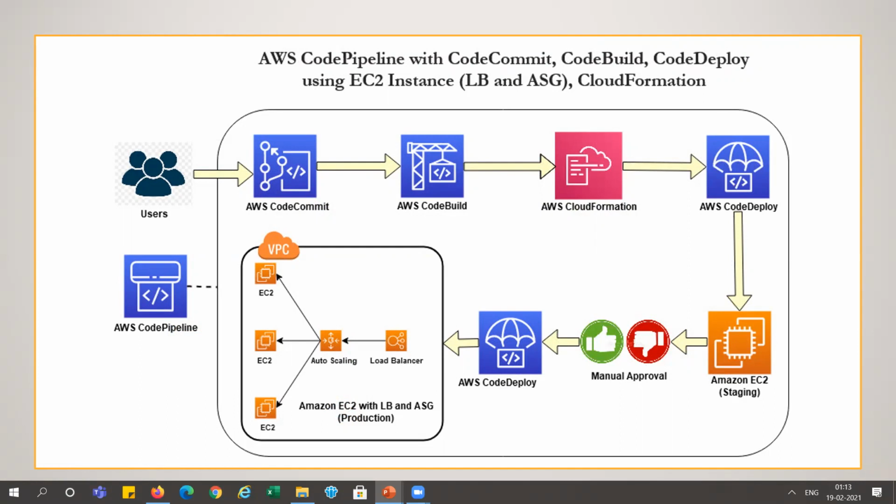here for notification to the approval person, and through the mail he will go and approve it, either approve or reject it. So after approval, it will move again to AWS CodeDeploy, and that will deploy in the production environment. This is our production environment with load balancer and scaling, right?